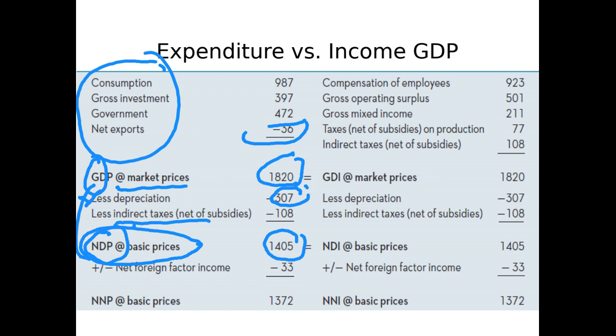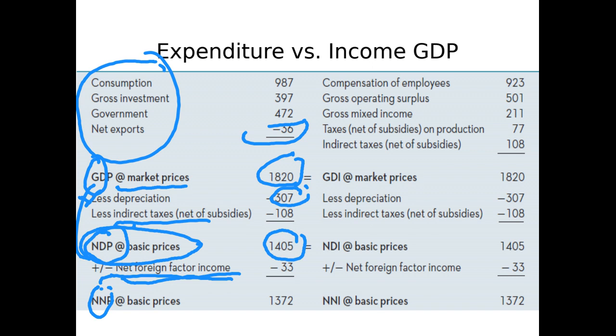Now, if you add or subtract net foreign factor income, I'll discuss this in a moment, suppose that is negative 33, and this could be positive or negative. Both are possibilities. When you adjust this, you get net national product. Why national product? When you make the adjustment of net foreign factor income, then net domestic product is converted into net national product.